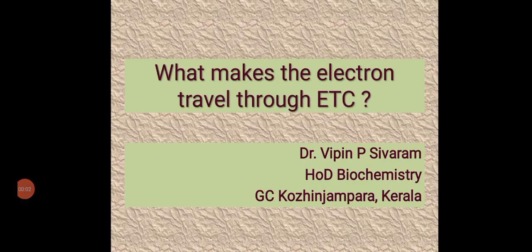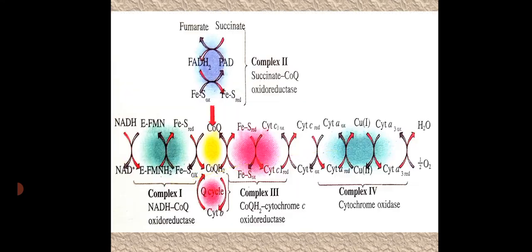This short video explains how and why electrons travel through the electron transport chain. Now, these are the respiratory assemblies, the electron transport chain complexes: complex 1, complex 2, complex 3, complex 4. You can see the ubiquinone getting converted to ubiquinol here, as well as cytochrome C getting reduced and then oxidized.